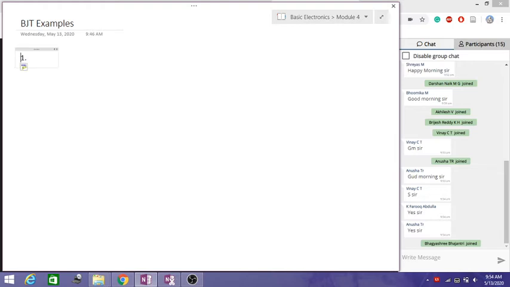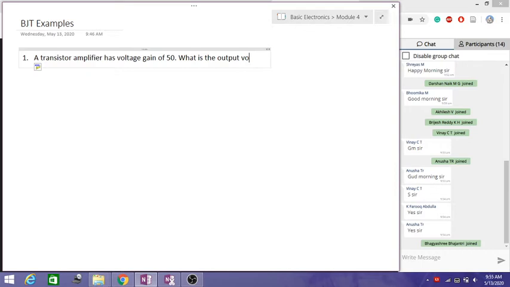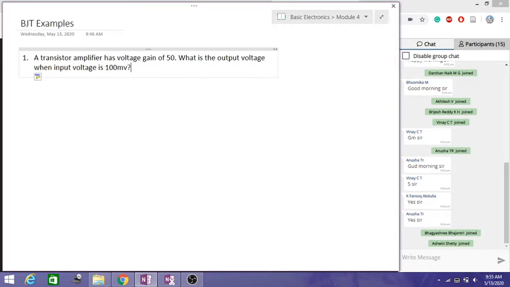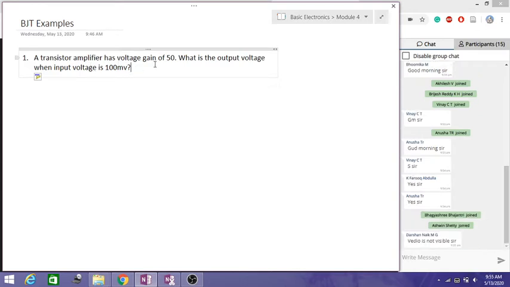So the first example which we look into here is that a transistor amplifier has a voltage gain of 50, then what is the output voltage when the input voltage is 100 millivolts? So this is the question. So here it is given that a transistor amplifier has a voltage gain, that is AV, of 50.